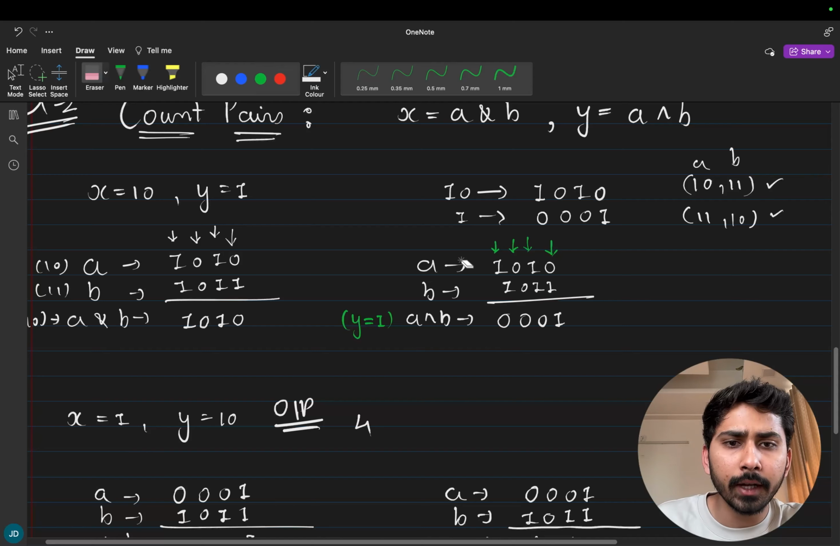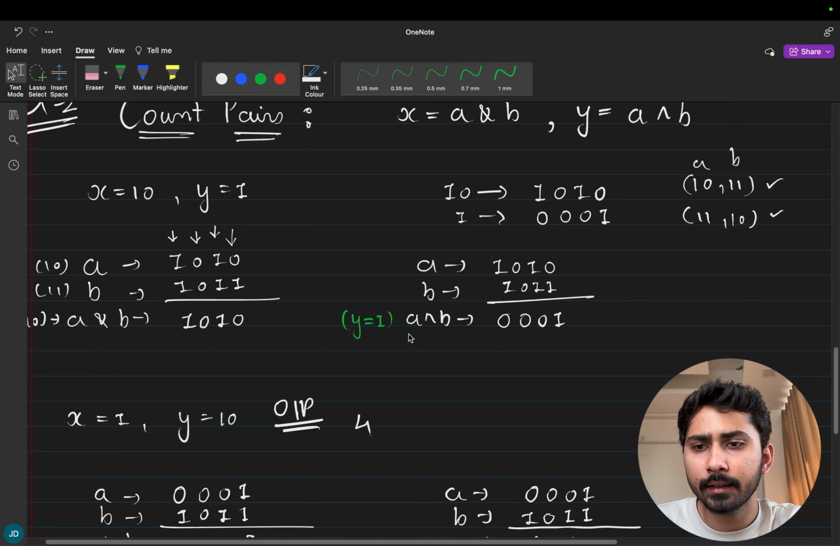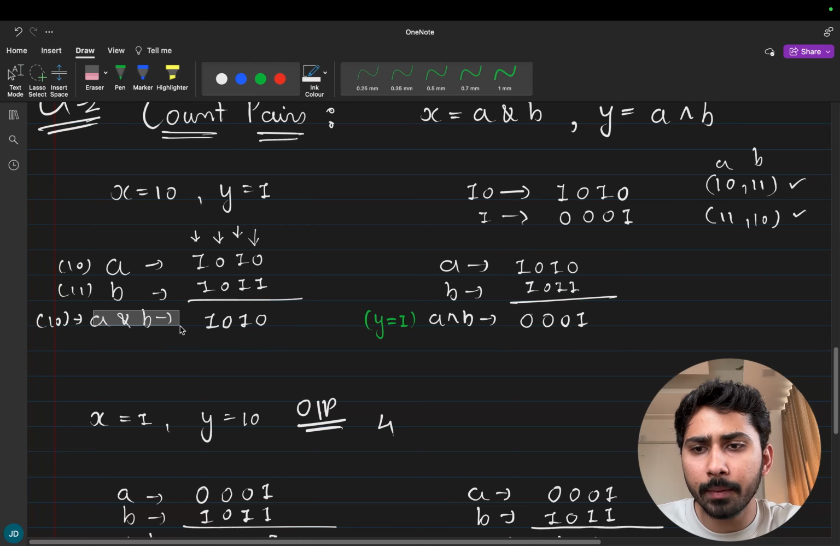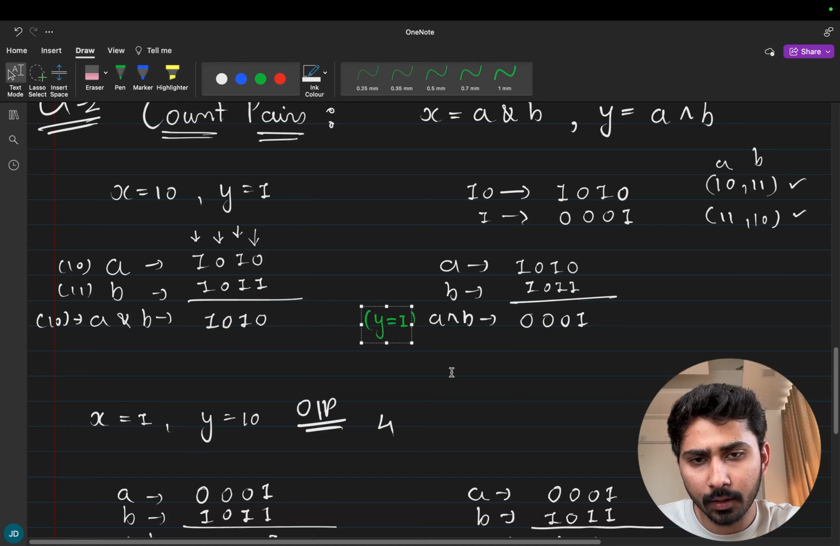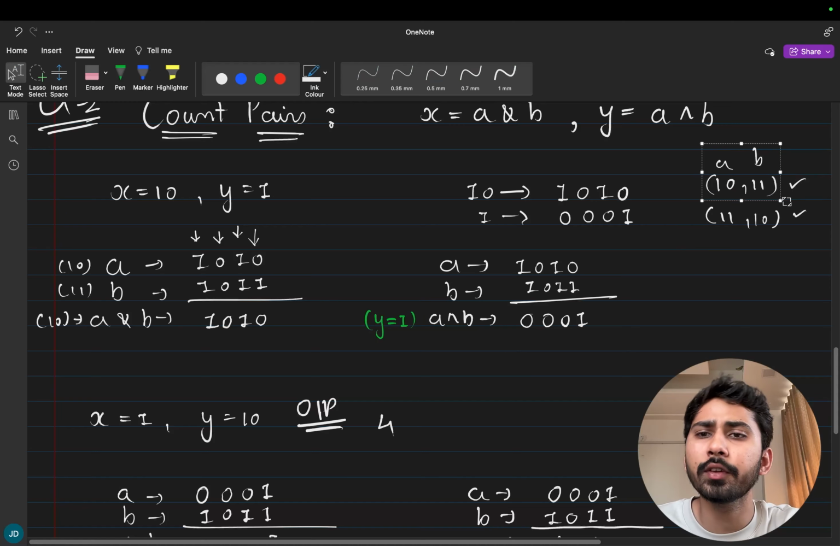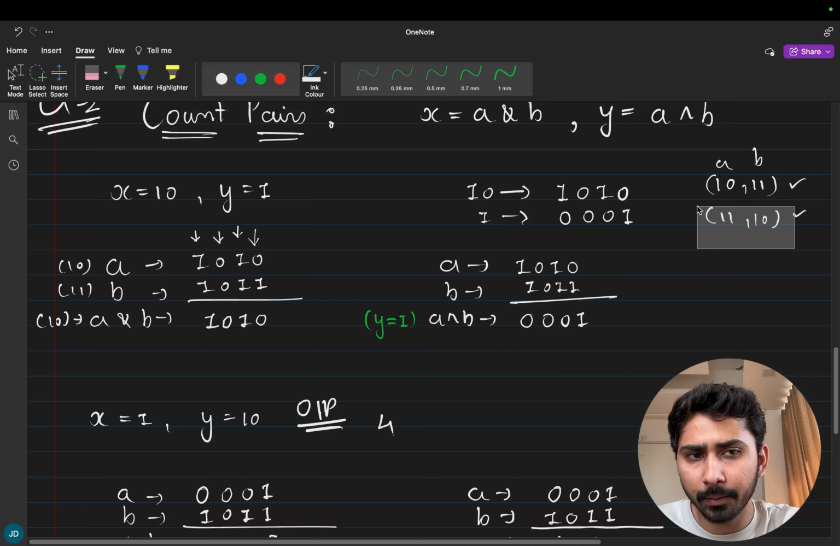So for this given 10, 11, you are getting the required x and y. That is, when you do A and B, you get 10, and when you do A XOR B, you get 1. Okay, so you can generate another pair by swapping A and B. So you just need to find out two numbers, first of all, A and B, and then the second number can be generated by just swapping them.